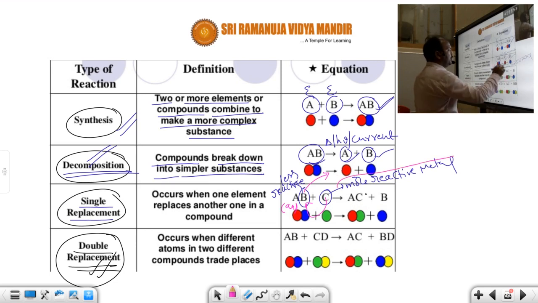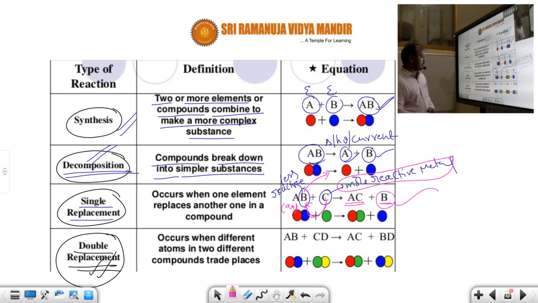So the more reactive metal C displaces the less reactive metal B from its aqueous salt solution to form AC plus B. The less reactive metal is eliminated from that reaction. This is called a chemical displacement or replacement reaction.